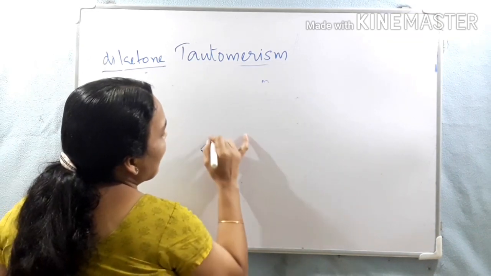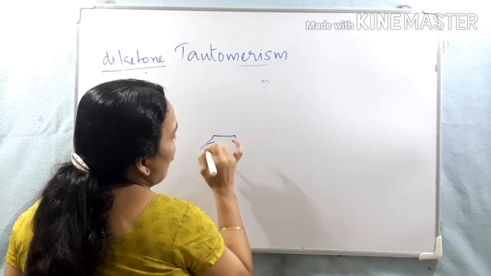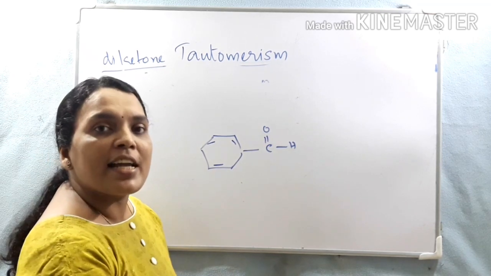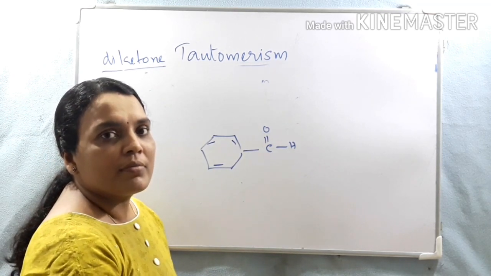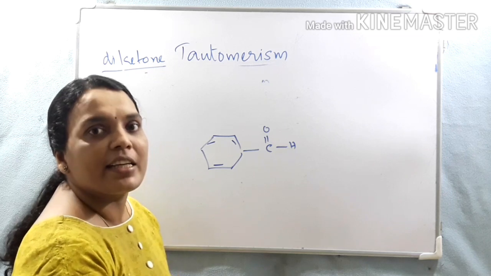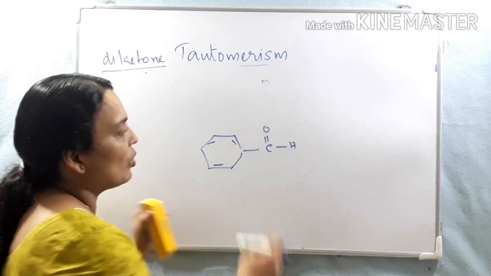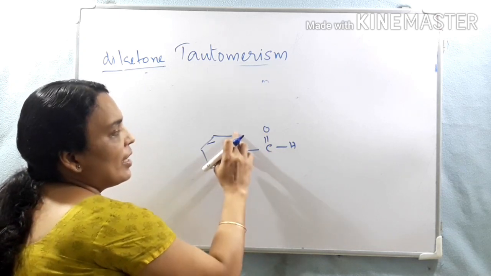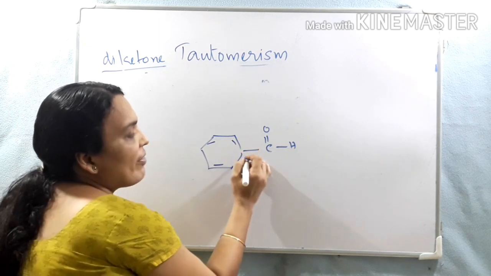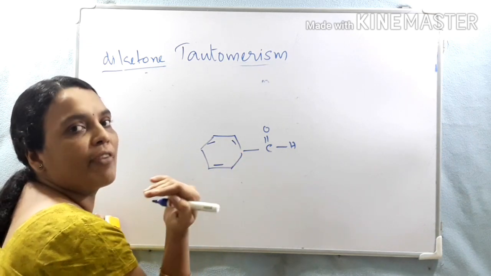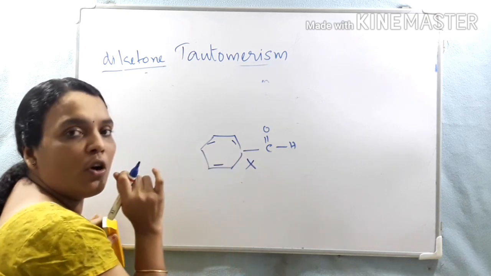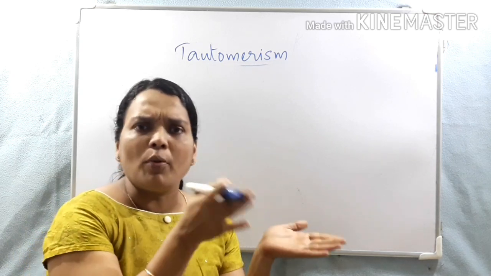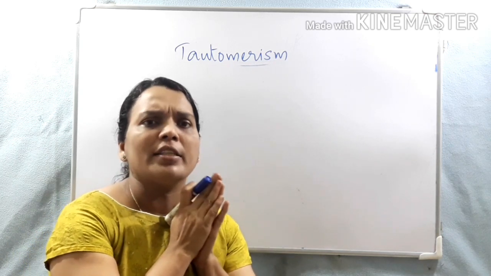In the case of benzaldehyde, is there any chance for tautomerism? Look here, this is a keto form. This is alpha carbon. Is there any hydrogen present on this alpha carbon? No, there is no alpha hydrogen present. So there is no chance for tautomerism. Now let us see some other types of tautomerism. The important type is keto-enol tautomerism, that is the common type.